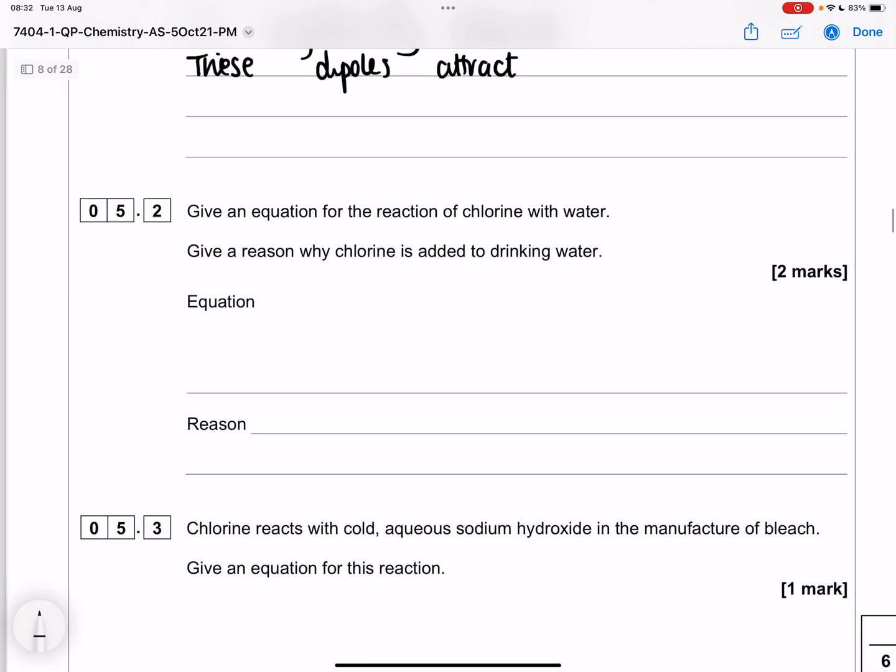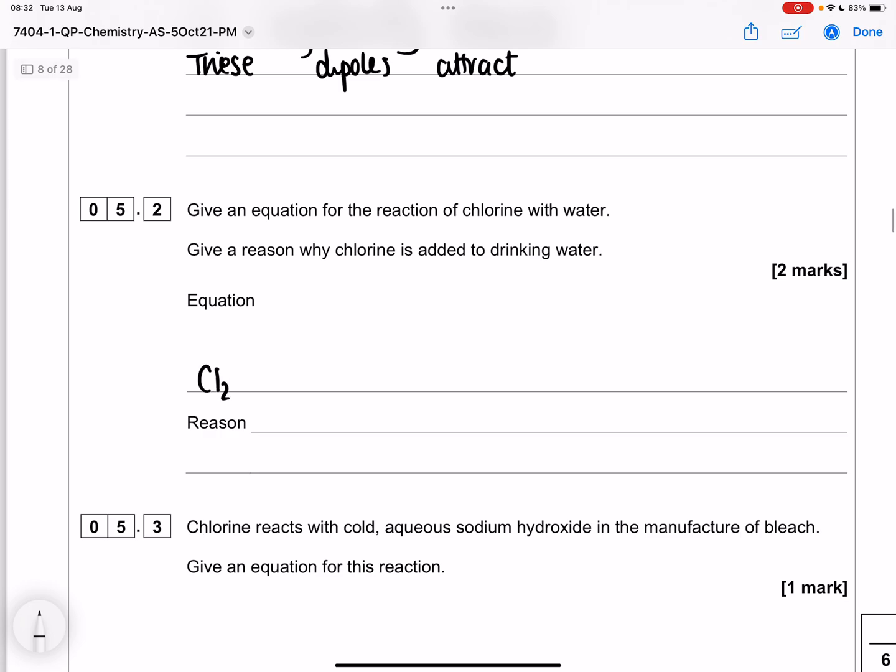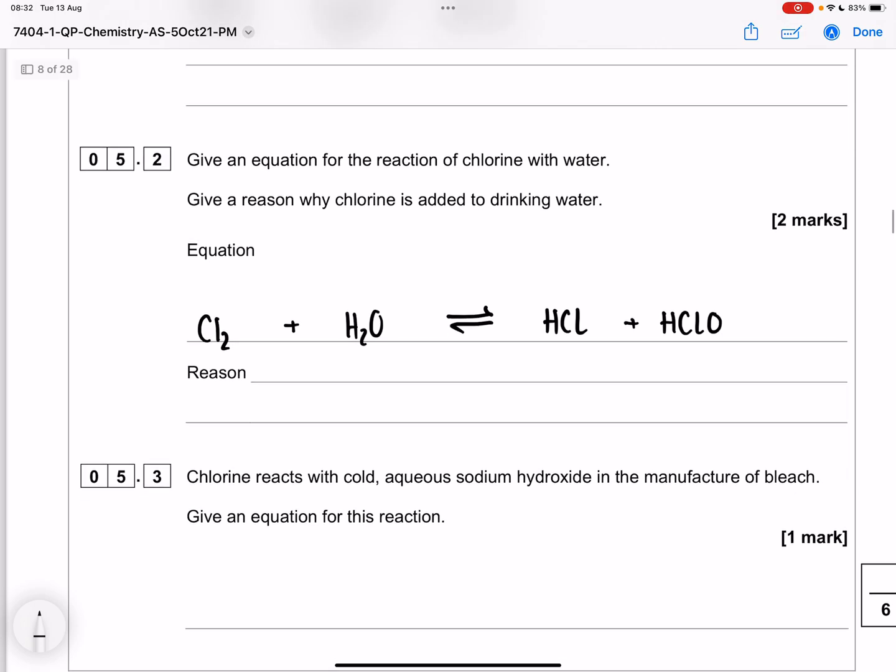Give an equation for the reaction of chlorine and water. So chlorine and water are in equilibrium with hydrochloric acid and chloric(I) acid, which you kind of have to remember that equation. And the reason why chlorine is added to drinking water is because it kills bacteria or microorganisms, you could write, or germs, pathogens.